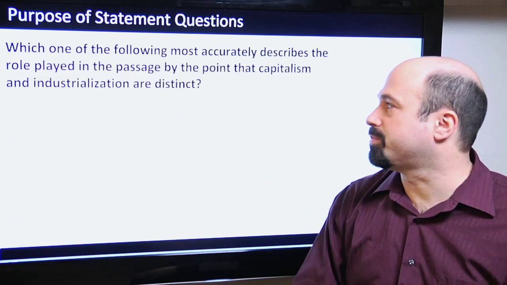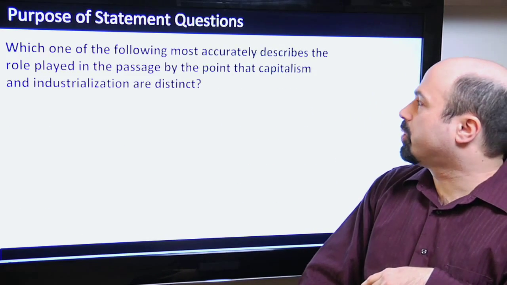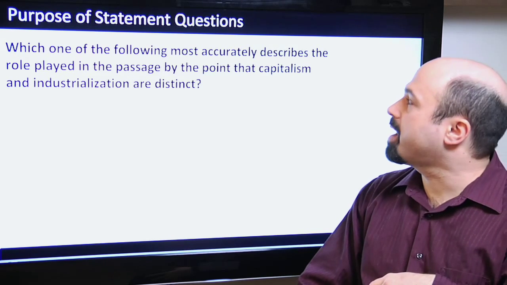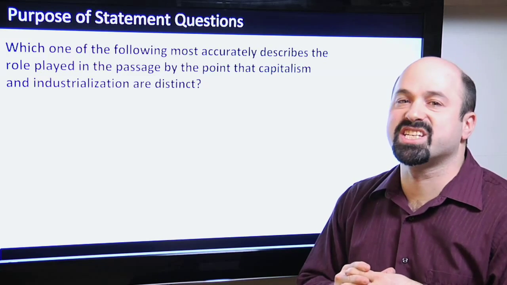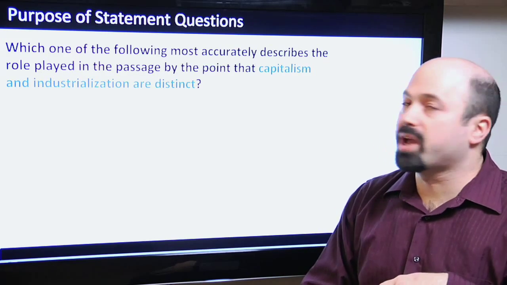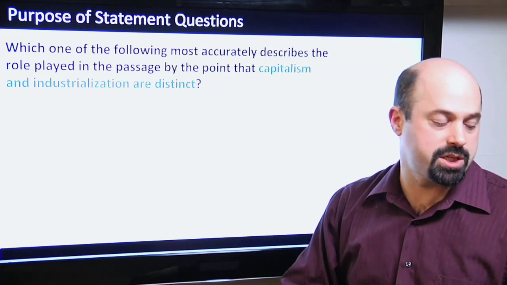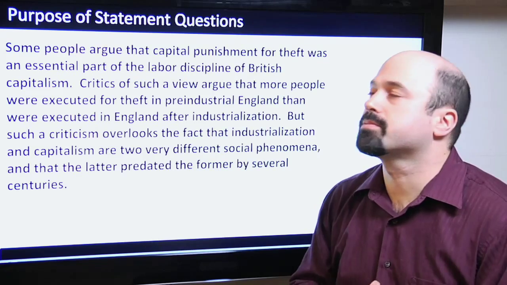Let's look at a different example. Which one of the following most accurately describes the role played in the passage by the point that capitalism and industrialization are distinct? So the thing that we have to evaluate is the point that capitalism and industrialization are distinct. Now let's look at the argument.